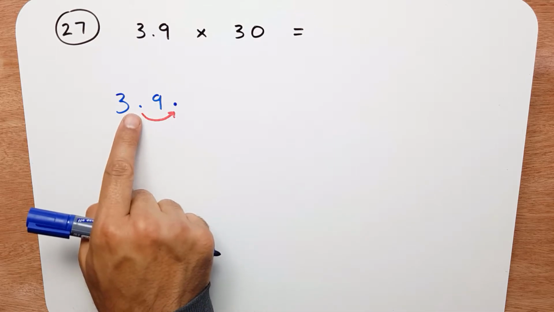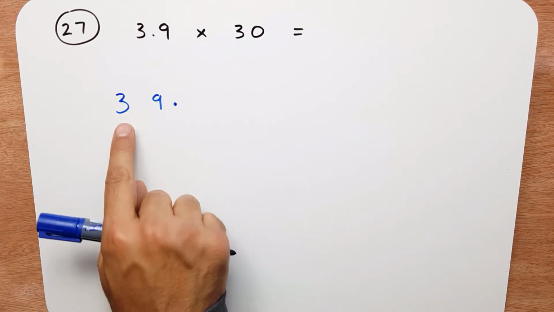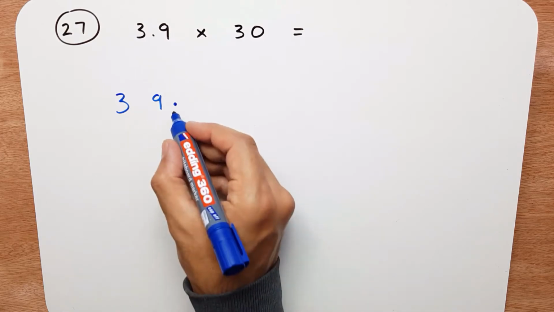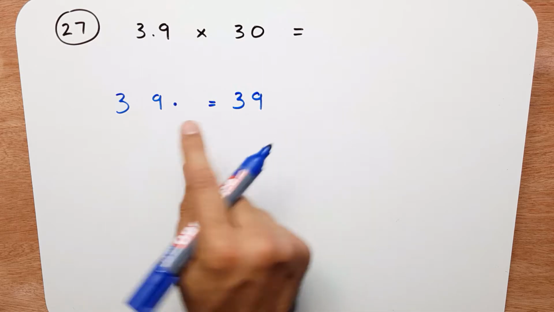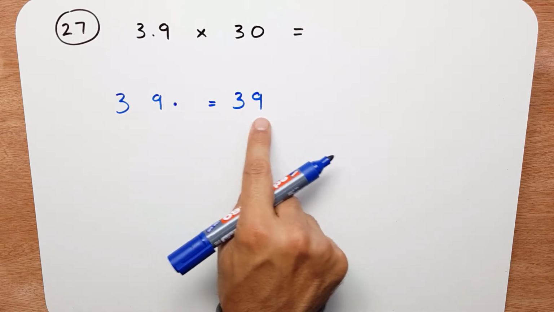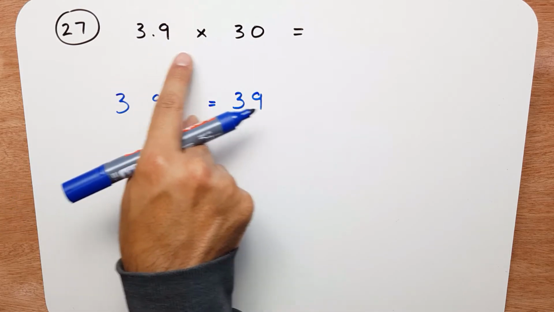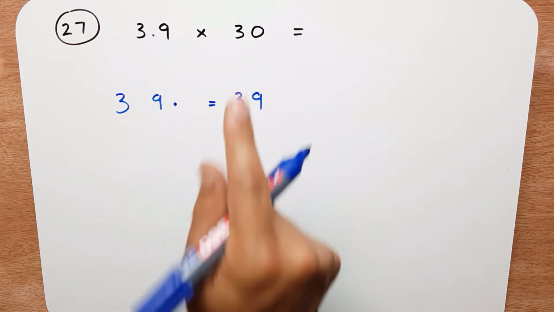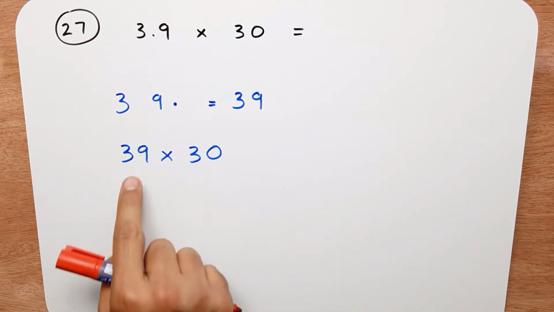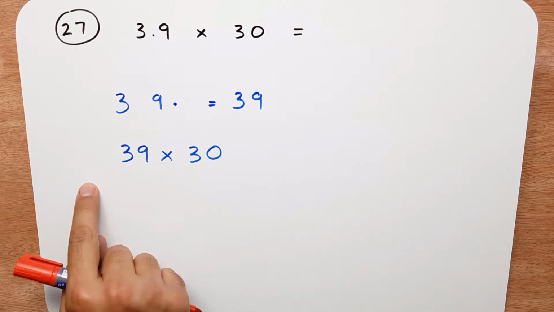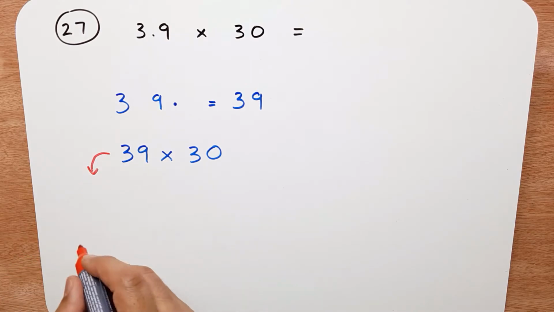So I can remove this now. So the answer is 39. So I can write that as 39 because we don't need to write this decimal point now. So that's 39. So my question now that I need to work out is 39 times 30. So let me do it both ways, as a column multiplication and as the grid method. So let's go this way and do column multiplication.